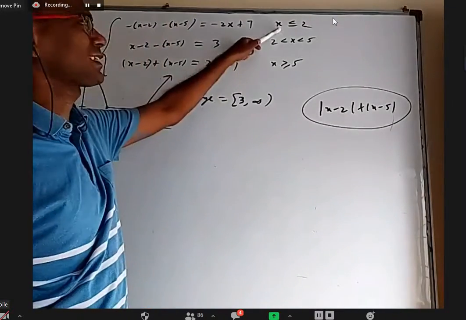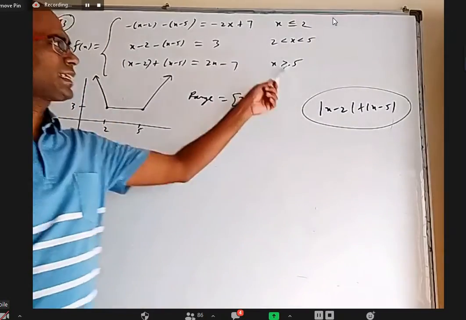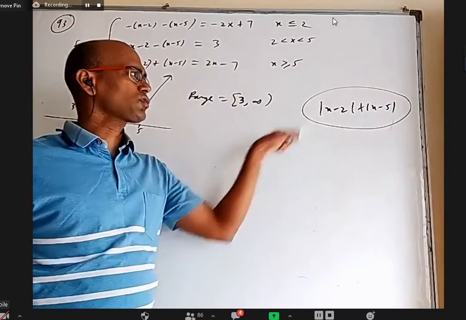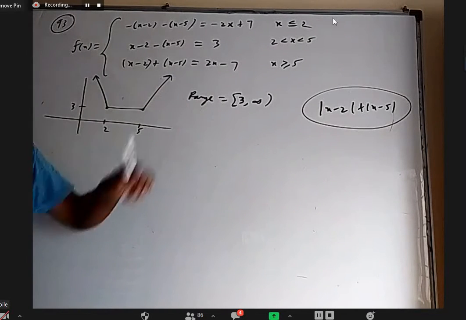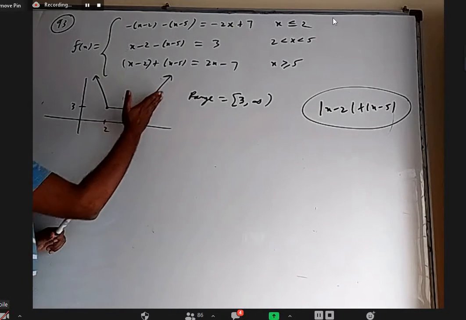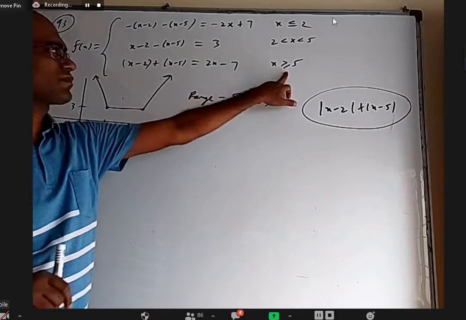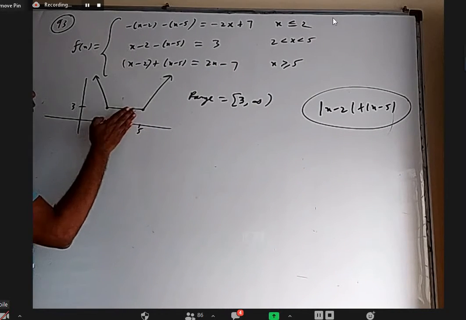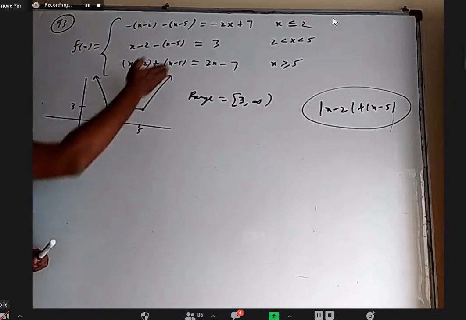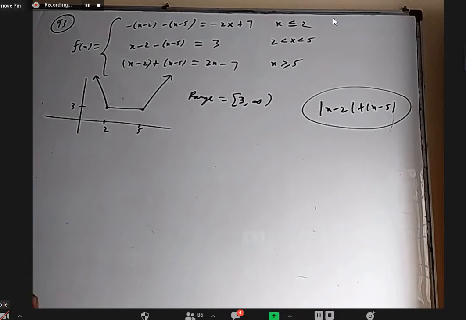So I took 3 cases: x less than 2, x between 2 and 5, and x more than 5. When x is more than 5, this is positive, so just remove the mod. We'll get x minus 2 plus x minus 5, which is 2x minus 7. This is a line with slope 2. Because it's starting at 5, when I substitute 5, its value is 3. So at 5 it is 3, and then it goes with slope 2. Not the full line, because there is a line below it also. I have to neglect that. After 5 only I should take.